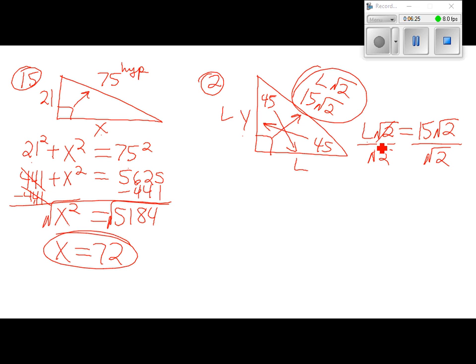These cancel out, and you're left with just L equals 15. The radical 2's cancel each other out again. Well, if L equals 15, then this side over here, where y is, has to be 15. And again, I know it says find x, but we're actually finding y on that problem.